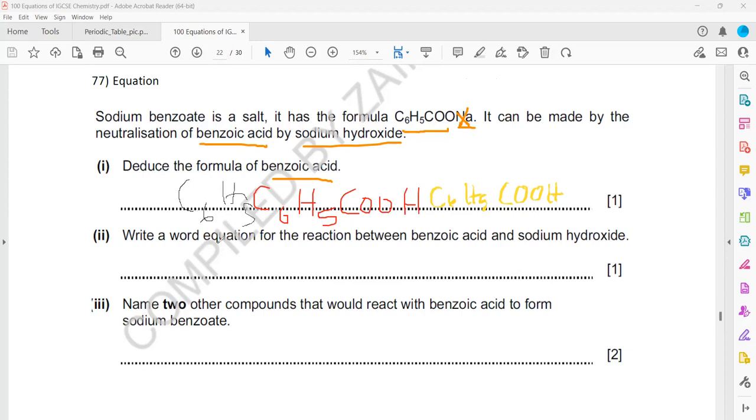Write a word equation, not a symbol equation, for the reaction of benzoic acid plus sodium hydroxide. So if you have benzoic acid, you can write benzoic acid plus sodium hydroxide. It is like an acid reacting with an alkali or a base. It will give salt and water. So sodium hydroxide gives water plus sodium benzoate. The salt should also be there.